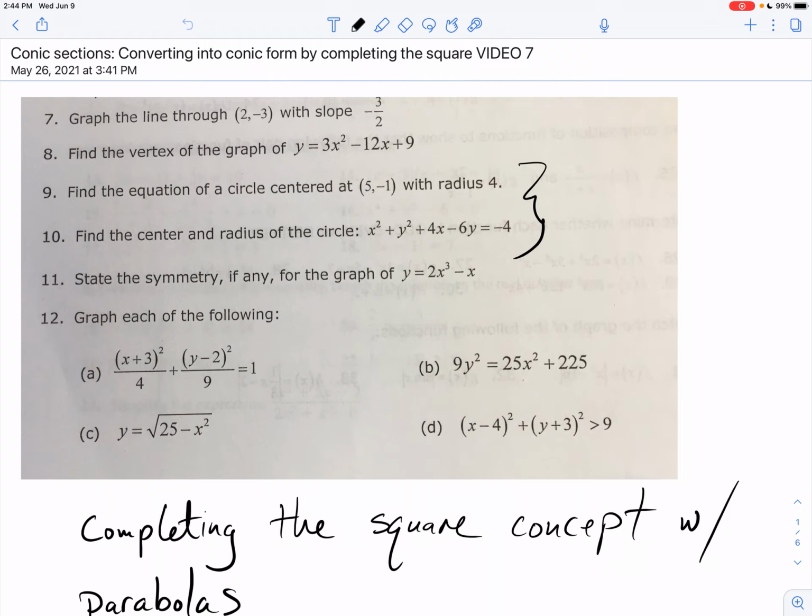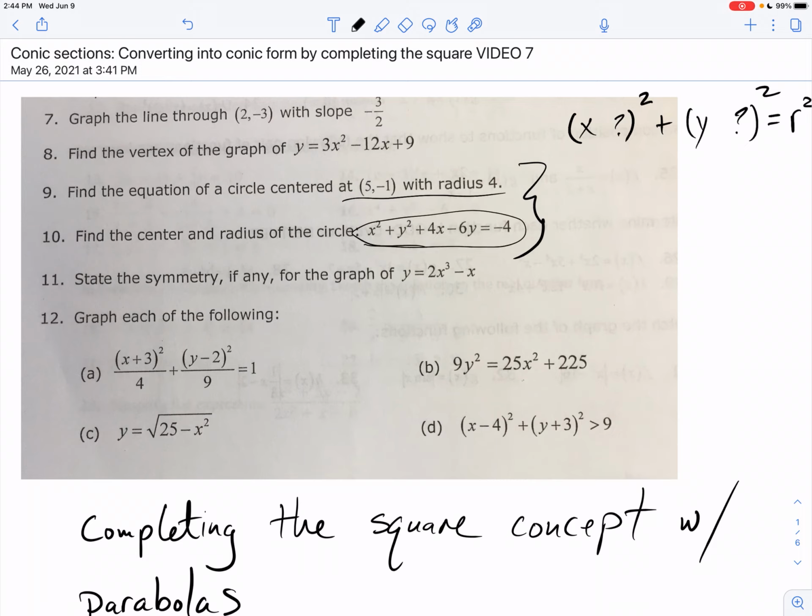You could draw that out, because remember, they want it in this format: (x plus or minus some value) squared plus (y plus or minus some value) squared equals r squared. So you could fill in the blanks on that. But what about something like this?